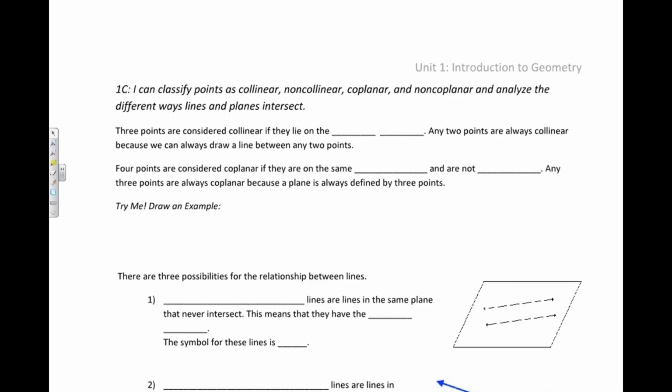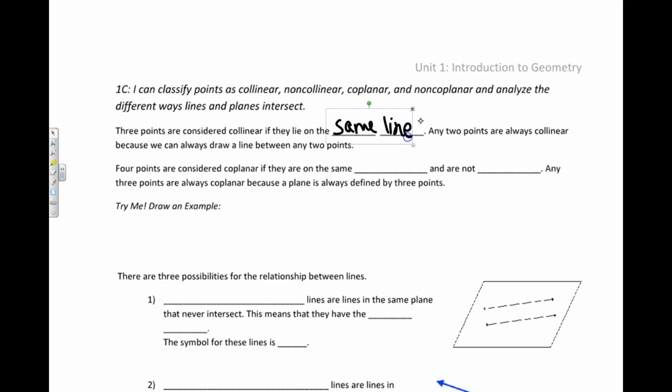I can classify points as collinear, non-collinear, coplanar, and non-coplanar, and analyze the different ways lines and planes can intersect. So today we're going to look at the different ways that points, lines, and planes, the three basic building blocks of geometry, the three undefined terms, interact with each other. We say that three or more points are considered collinear if they lie on the same line.